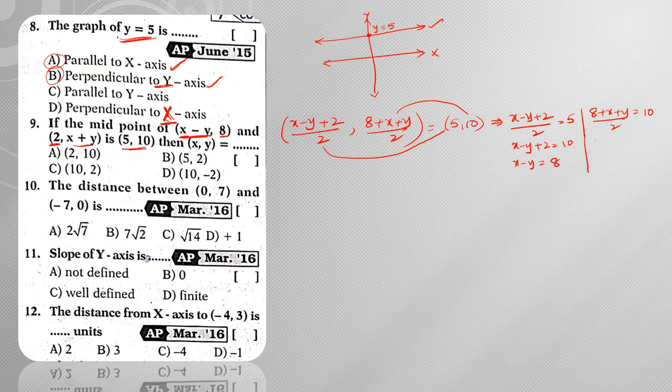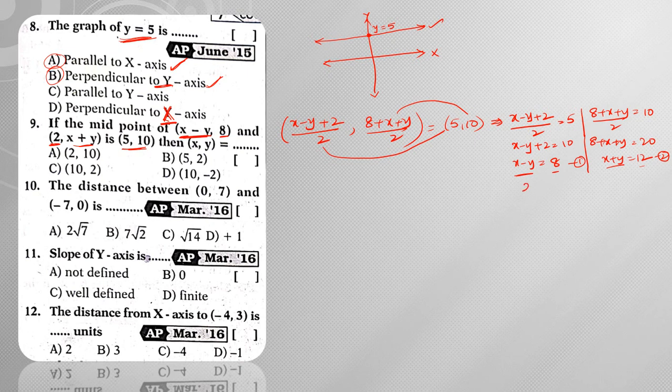Now solving this equation, 8 plus x plus y is equal to 20, so x plus y is equal to 12. Now the difference of two numbers is 8 and the sum of two numbers is 12. Let this be equation number 1 and let this be equation number 2, and solve by means of a pair of linear equations in two variables.